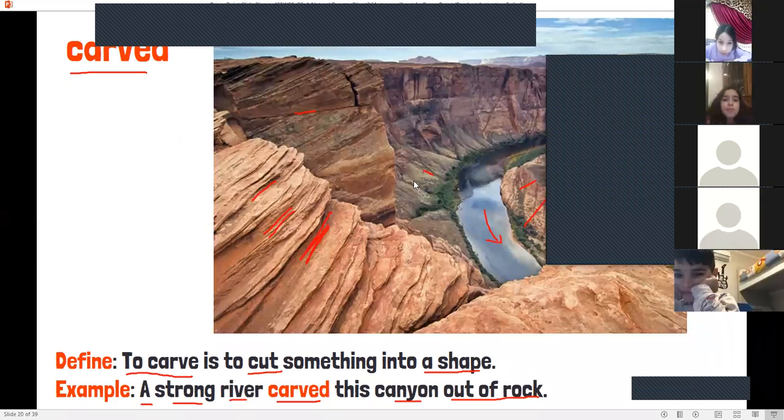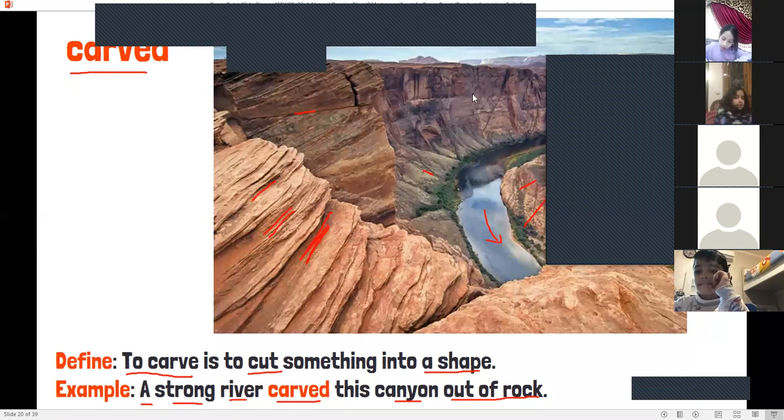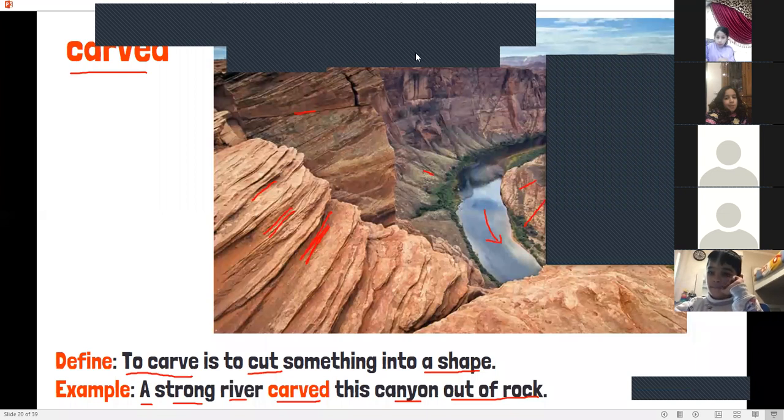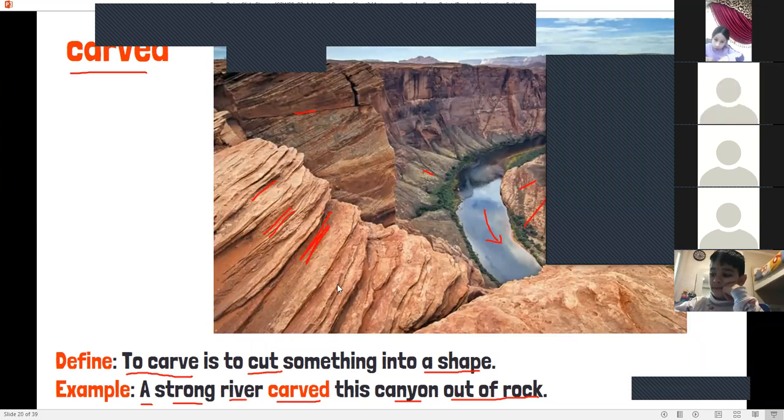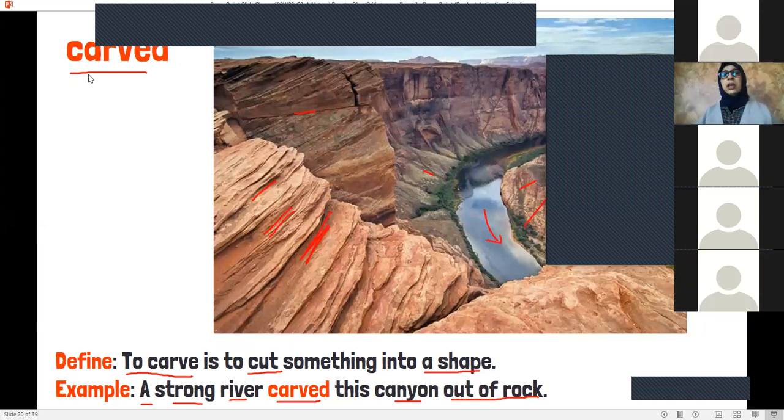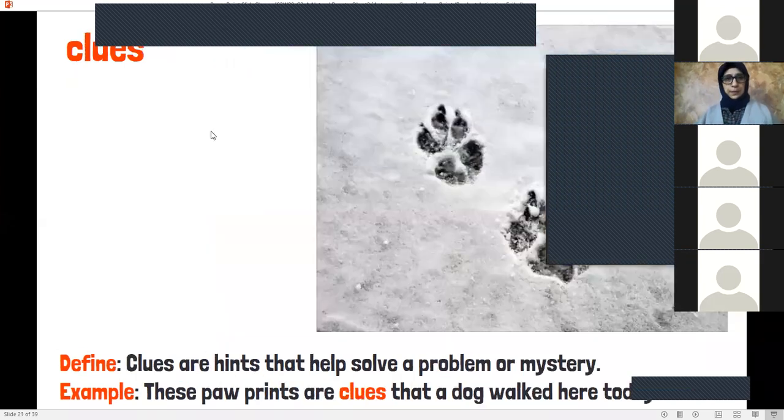It's very important. What made this Grand Canyon look like this? The river. This is called the Colorado River. This river actually carved it. Do you see these lines here? This is where the river was, up to here. It carved all these rocks. So this was carved by the Colorado River. This is the word carved.